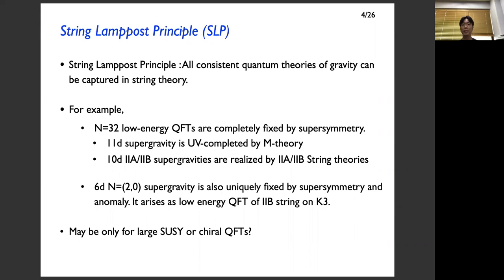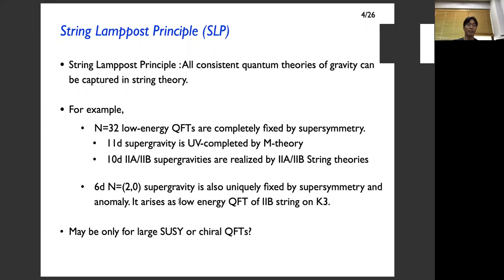Another interesting example is six-dimensional N=(2,0) supergravity. Here (2,0) means chiral 16 supersymmetries. So this is a chiral theory, and this is also uniquely fixed by supersymmetry and chiral anomalies, okay? And interestingly, this theory also has a UV completion in type 2B string theory on K3. So again, with chiral 16 supersymmetries in six dimensions, the string lamppost principle holds, okay?